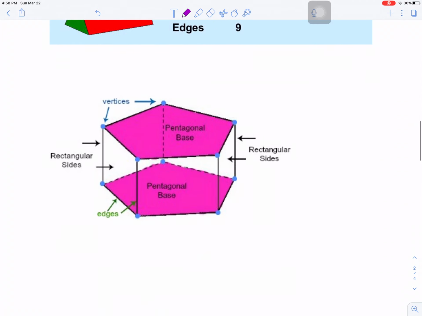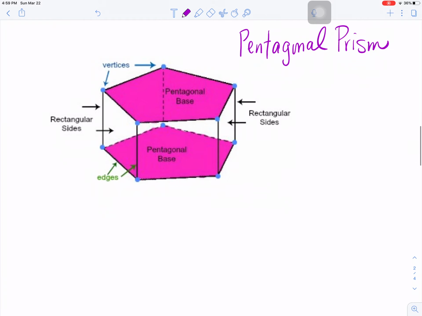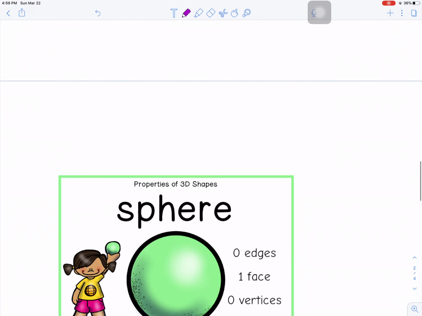Another prism I love is the pentagonal prism. 2 congruent pentagons connected by rectangular sides. You can count its edges, and no one is going to ask you how many edges and how many vertices it has. But it is important to know the shapes that make up these figures. So you've got 2 pentagons congruent to each other, connected by rectangular sides.